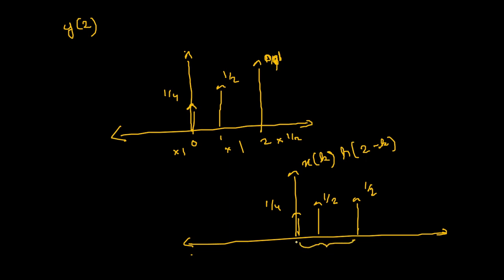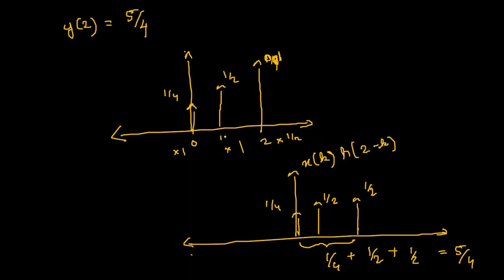So the last step is adding up of the values in each signal. So we have 1 by 4 plus 1 by 2 plus 1 by 2 is 5 by 4, right? So we can say that y of 2 is equal to 5 by 4. So this is the value of x of k into h of 2 minus k, that is y of 2. So now we need to repeat this for y of 3. So now what we do is we have shifted the signal by 3 units, right? So we have shifted it one more from here.